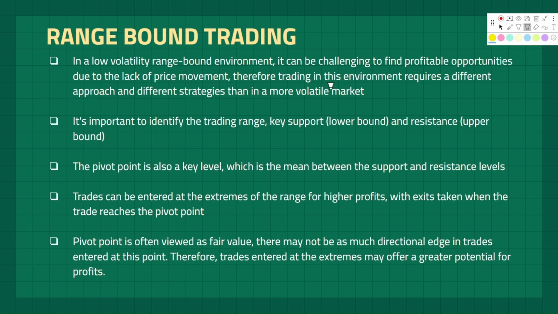What is the key support, also known as the lower bound? What is the resistance, also known as the upper bound? And what is the pivot point, which is also a key level? Now, the pivot point is generally viewed as fair value, and it is simply just the mean between the support and the resistance levels. Now, it's important to identify these because these levels are where we're going to be structuring our trades, where we're going to be looking for entries and exit opportunities.